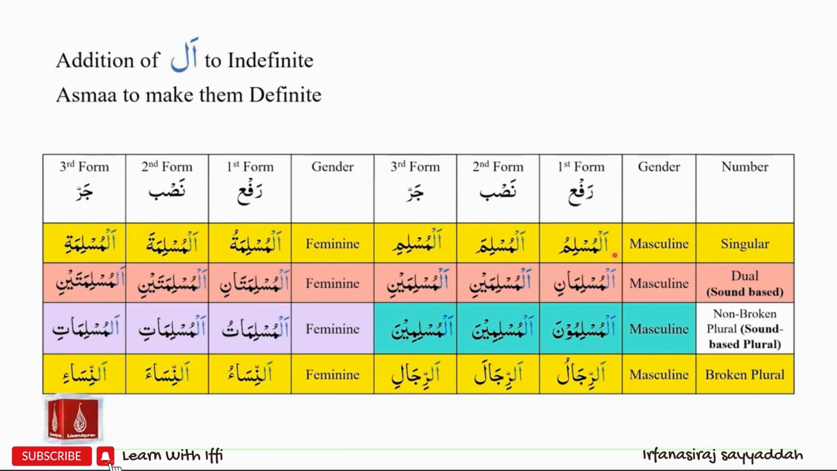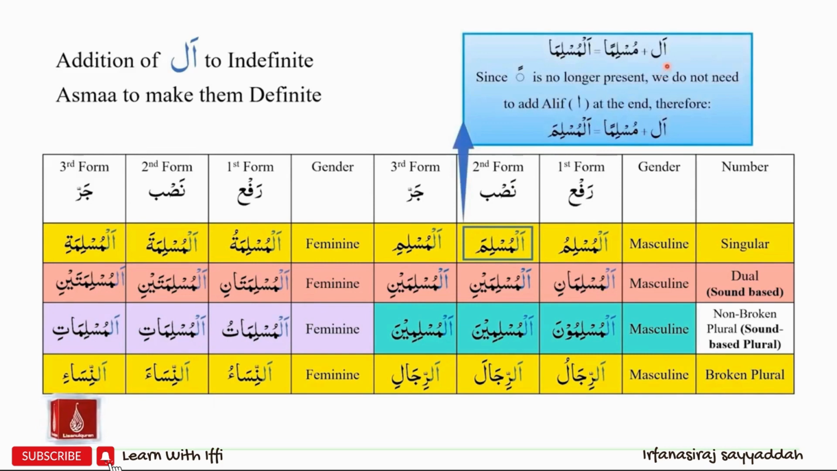The addition of al removes the tanween on the last alphabet. So it removes double pesh, double zabar, double zer, and replaces it with a single pesh, single zabar, single zer, because we studied that al and tanween do not exist together. Please note that for al-muslima in the nasab status, we do not need to add an alif at the end of the ism. We needed to add an alif for musliman, where we had the double zabar at the end of the ism, but we do not need to do that for al-muslima.